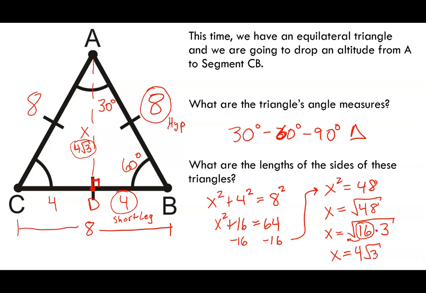When you compare the short leg to this side over here, which I guess we can call the long leg, you can see there's another simple comparison. 4 for the short leg just simply has to get multiplied by square root of 3 to create the long leg. Or vice versa. The long leg, 4 square root 3, would have to get divided by square root of 3 to create the short leg.